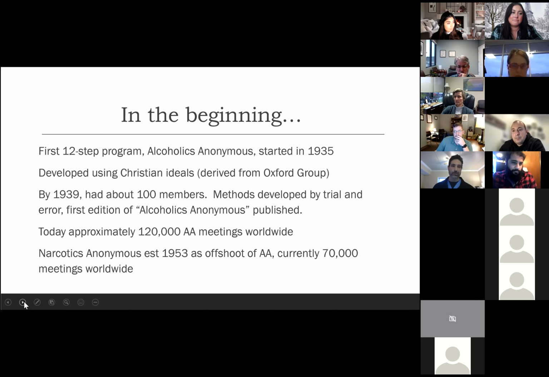Okay, so 12-step programs started, all of them, from Alcoholics Anonymous. AA is sort of the prototypical program. This program started in 1935, and the ideas in the 12-step program were actually derived using Christian ideals. They were derived from some of the ideas of the Oxford Group. The Oxford Group was a religious movement that was trying to bring back the type of life of first century Christianity. The early founders of Alcoholics Anonymous took some of these ideas and tried to apply them to their problem of alcoholism.